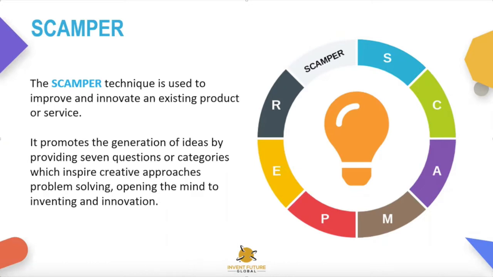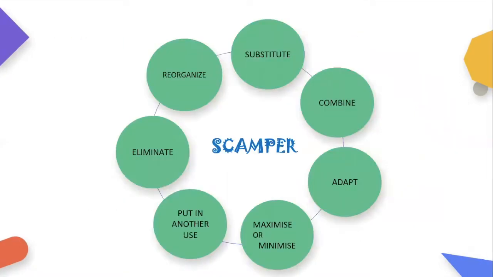SCAMPER is an acronym, so each letter represents a different category or question. I am going to go through each one to give you an example for how the SCAMPER technique can be used. Here we have the words which correspond to SCAMPER. Substitute, combine, adapt, maximize or minimize, put in another use, eliminate and reorganize. So let's have a look at the different questions that can be asked for each of these words or categories.